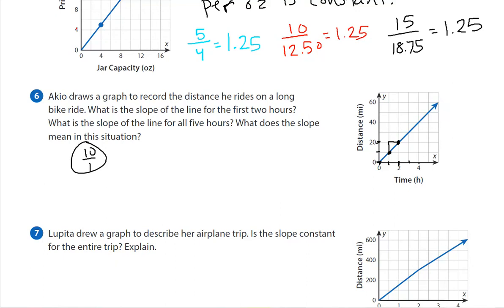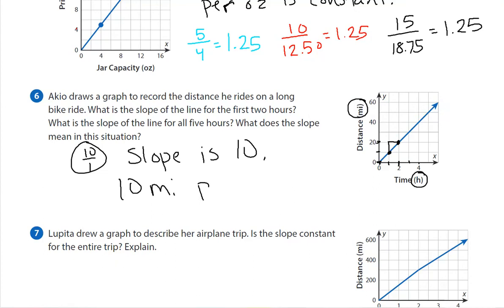What's it going to be for all 5 hours? Do we even have to do the math? Because slope is constant. Do we need to do the math? No. Slope is 10 all the way across. And what does the slope mean in this situation? Well, this is miles and this is hours. So the slope means 10 miles per hour. There we go.